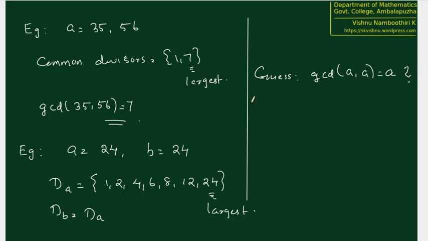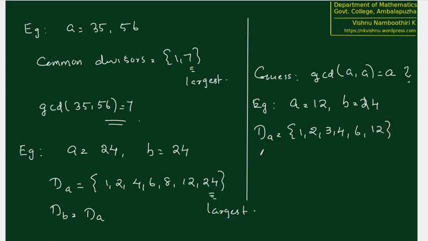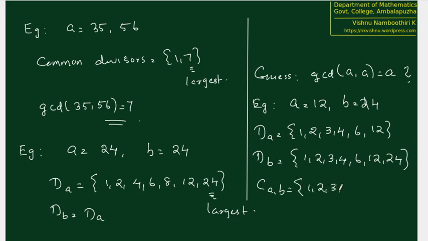So we have to verify this. Now another example. Suppose that A is equal to 12, B is equal to 24. Then divisors of A is going to be 1, 2, 3, 4, 6 and 12, and divisors of B is going to be equal to 1, 2, 3, 4, 6, 12 and 24. So the intersection, common divisors of A and B, is 1, 2, 3, 4, 6 and 12, and the largest is this. This is the GCD.